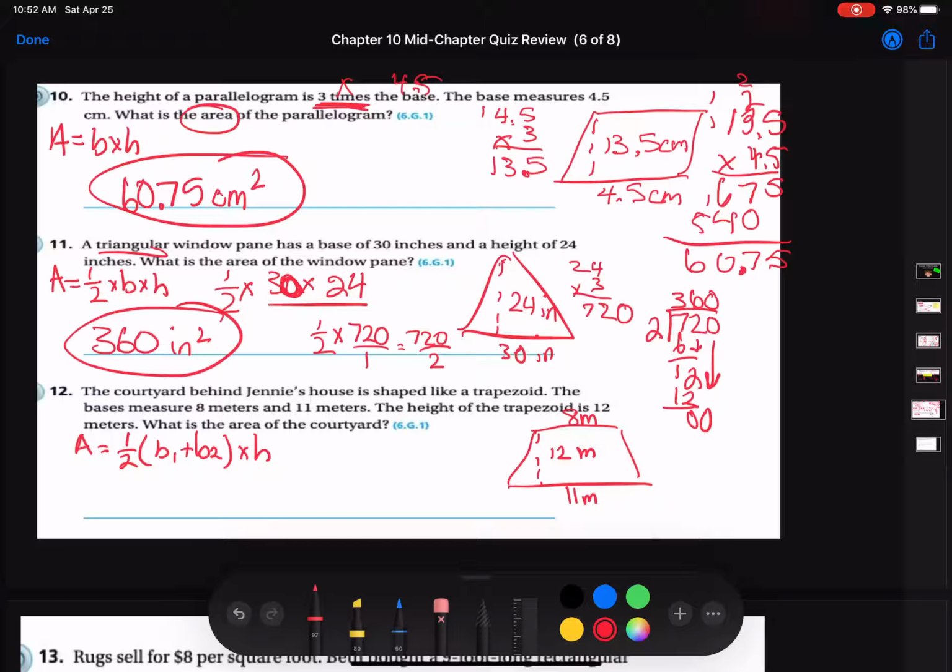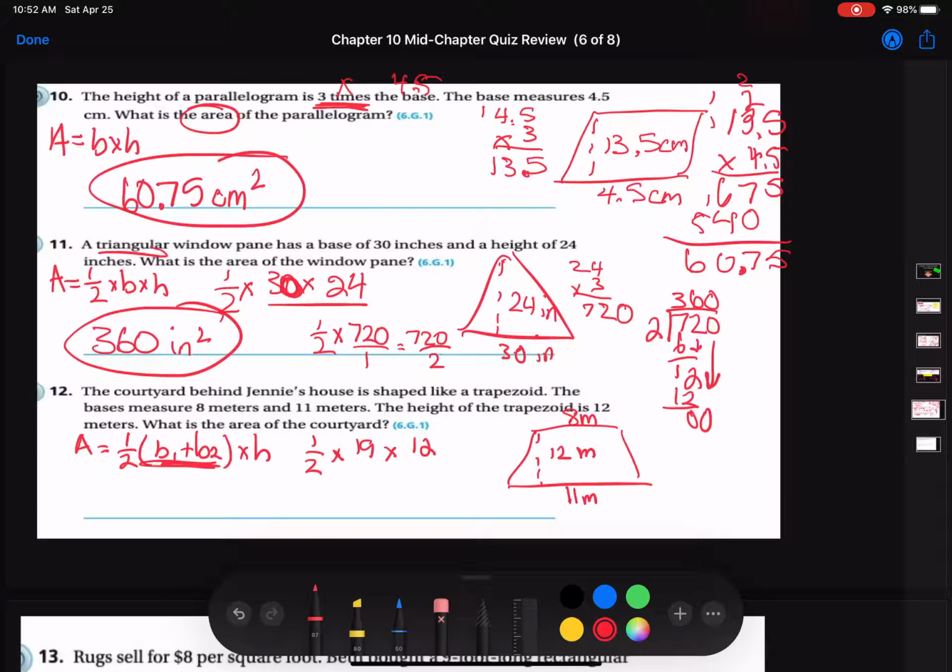Okay, so here's our formula. 1/2 times the sum of base 1, base 2 times height. So first thing you want to do is add up those bases. So you have 8 and 11. That's going to be 19. Okay, so this is what your formula is going to look like. Now, as you start plugging in numbers, we're going to put 19 here because we just added 8 plus 11. That's our two bases, times our height, which is 12.